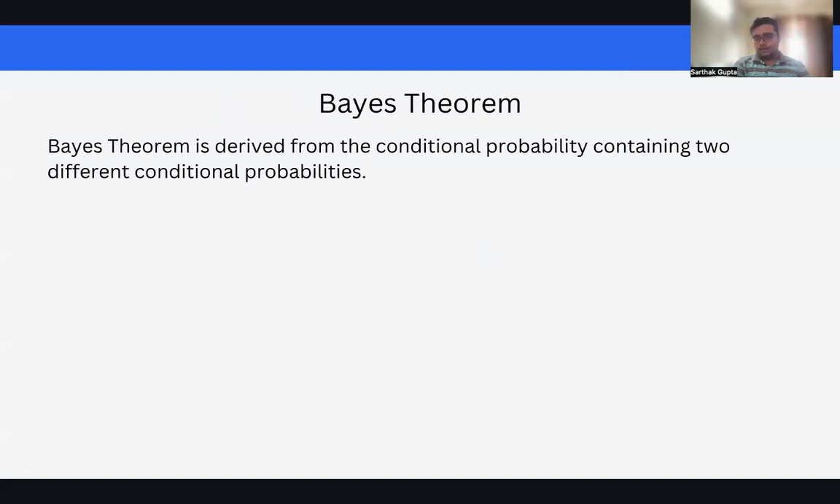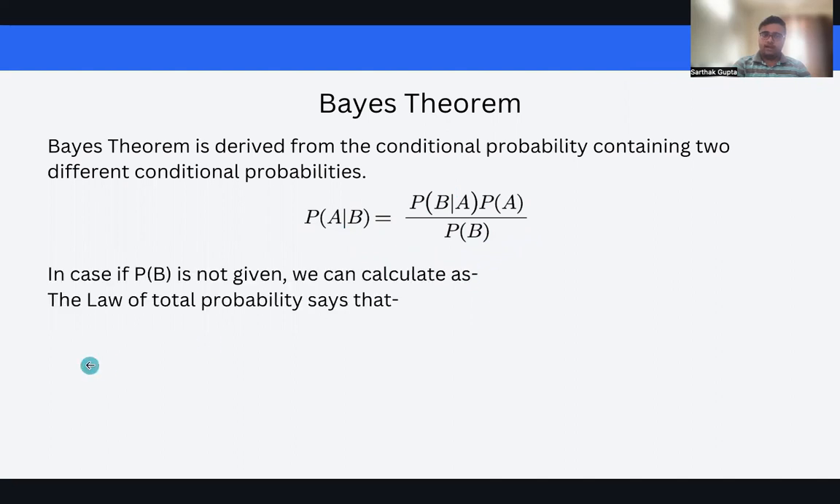Now let us understand the Bayes theorem. Bayes theorem is derived from conditional probability, containing two different conditional probabilities. The expression for the Bayes theorem is P(A given B) equals P(B given A) into probability of A upon probability of B. In most cases, we don't have the probability of B given. In case the probability of B is not given, we can calculate it using the law of total probability, which says P(B) is P(B given A) into P(A) plus P(B given not A) into P(not A). P(not A) is just the probability of event A not happening.